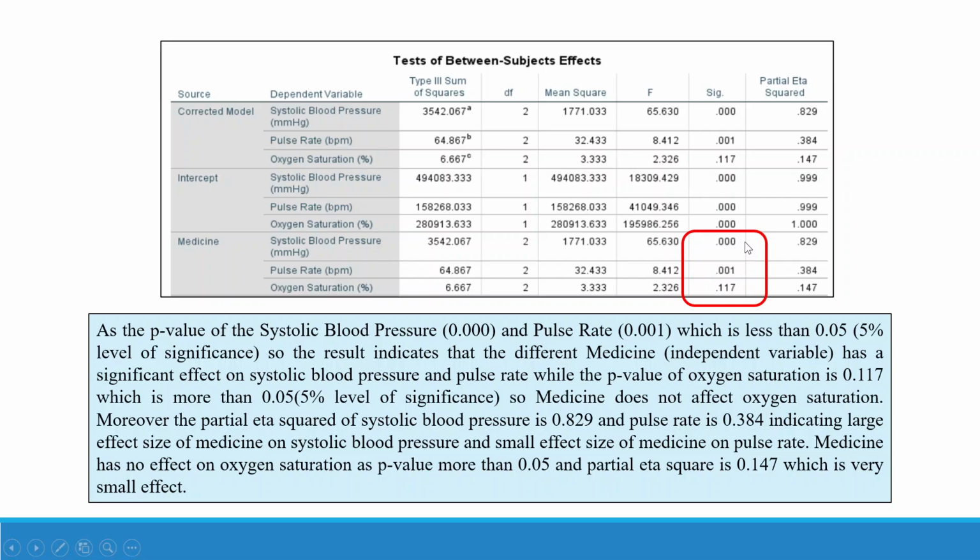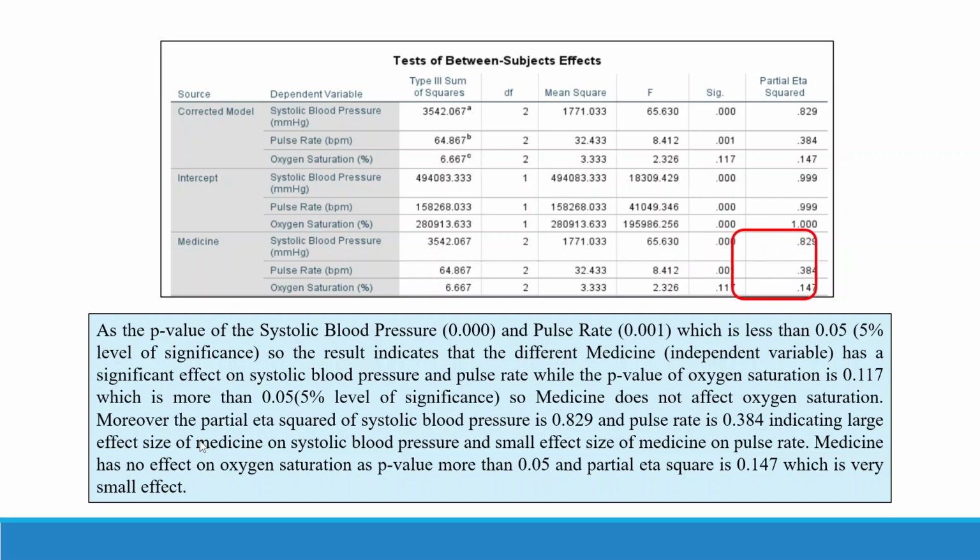See the p-value: less than 0.05, less than 0.05, more than 0.05. Now let's do the interpretation. As the p-value of systolic blood pressure and pulse rate is less than 0.05, the result indicates that the different medicines have a significant effect on systolic blood pressure and pulse rate, while the p-value of oxygen saturation is 0.117, which is more than 0.05. So medicine does not affect oxygen saturation.